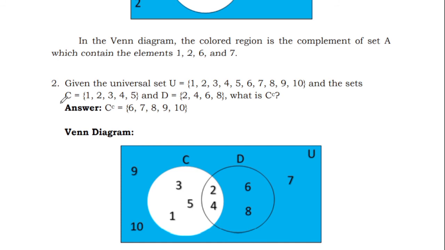Set C complement. So then again we have here 1, 2, 3, 4, 5. These are elements that can be found in the universal set, but not found in the complement of a set. So the opposite of that is 6, 7, 8, 9, 10. So this is the complement of set C. Okay, that's how we deal with the given.